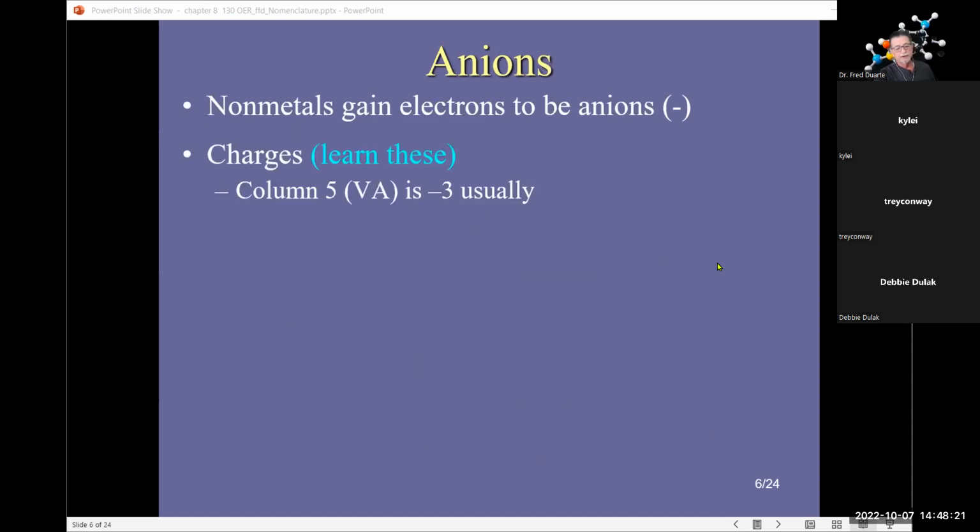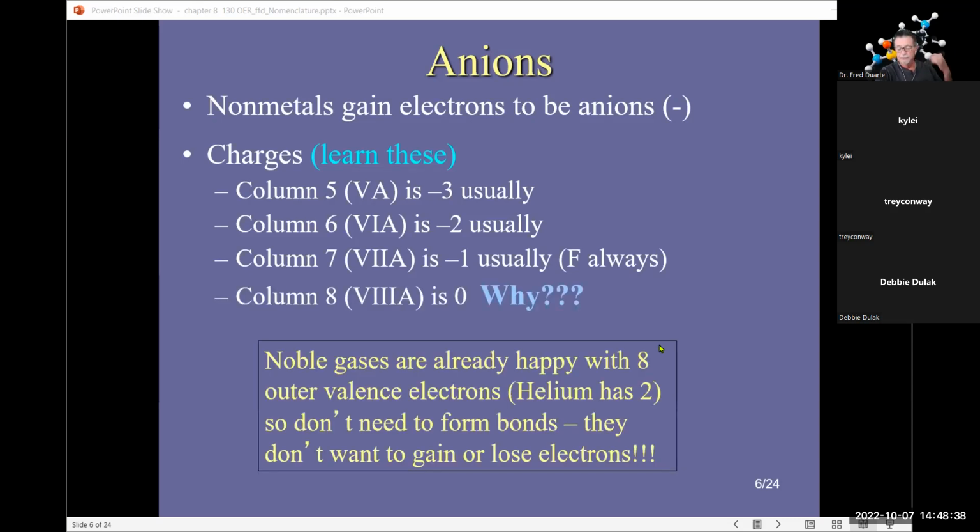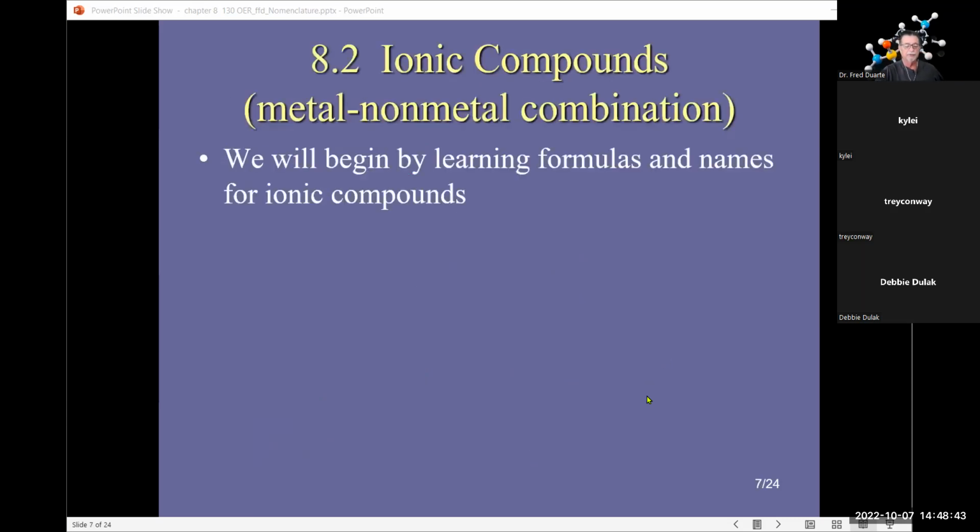Okay, so we talked about anions. Anions gain electrons. Group 5 always -3. Group 6 -2, etc. Group 7 -1. Okay, obviously the noble gases, nothing's going to happen to them. They're happy with their 8, and helium with its 2. So we're going to learn about naming or putting together ionic compounds.